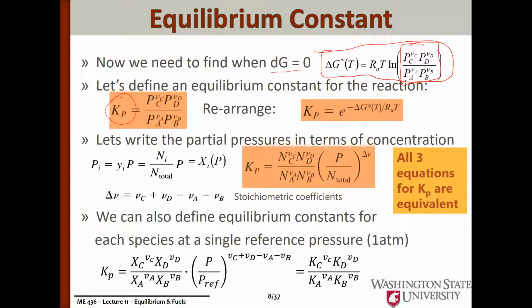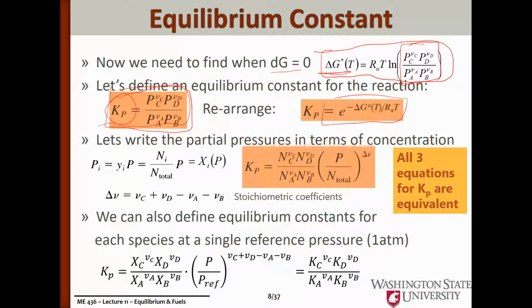Now we can use this previous equation to get it in a couple different forms. We'll define it this first way as the ratio of the pressures, but if I rearrange the previous form, I can actually get it as a function of the standard delta G, R_u, and T. So this time it's only a function of temperature. Here it's only a function of pressure.